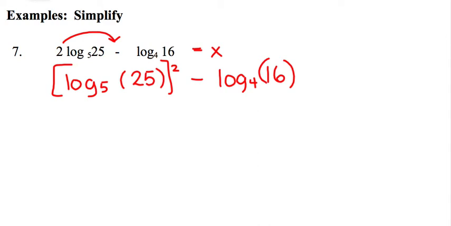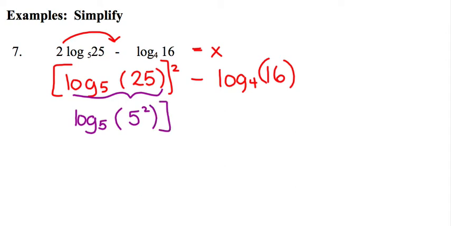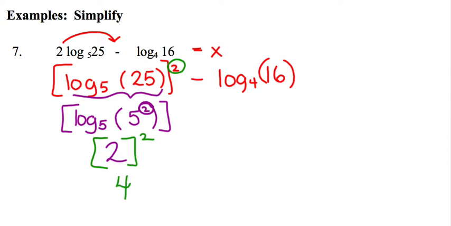Now let's take this bracket here and we want to use our inverse property. So I'm going to say take the logarithm base 5. I'm going to change that 25 to 5 squared. If you notice those two are inverses of each other, so we're left with that whole thing just being a 2. Now we still have this 2 out in front, so we still have 2 squared, which gives us 4.